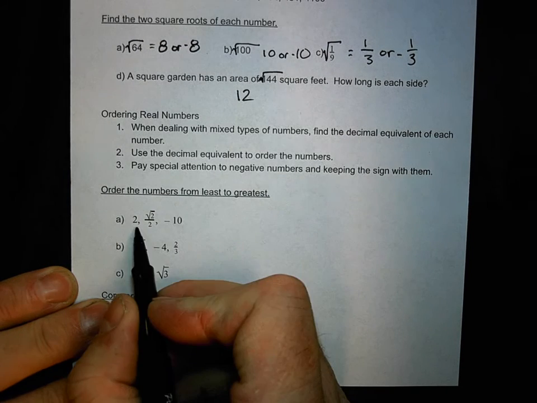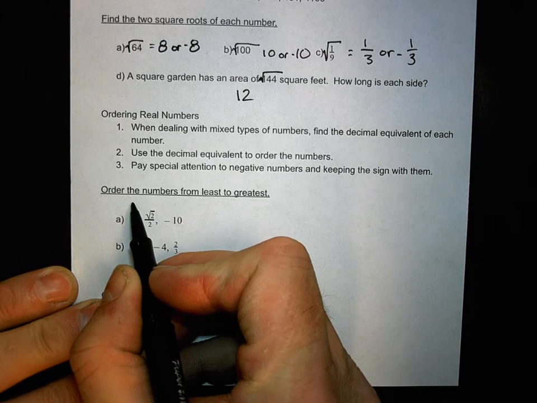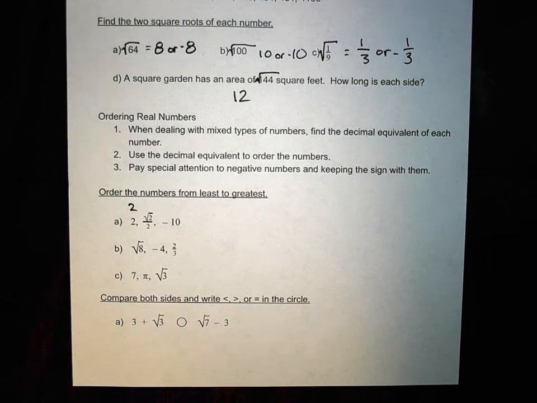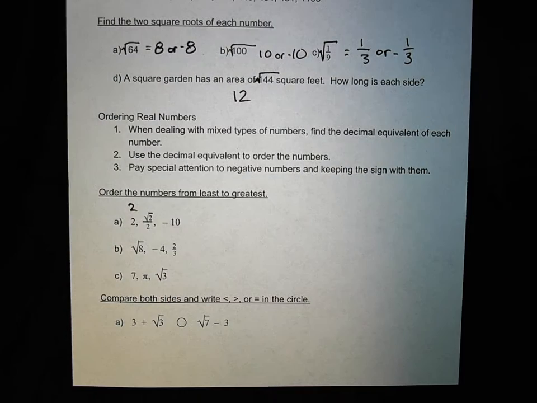So this, I've got 2, right? Well, that's easy. The decimal for 2 is 2, right? What's the square root of 2 divided by 2? Use your calculator. Square root of 2. Now, when you type in square root of 2, remember to hit the right arrow to get out of it before you hit divide by. Otherwise, your square root is the radical sign.